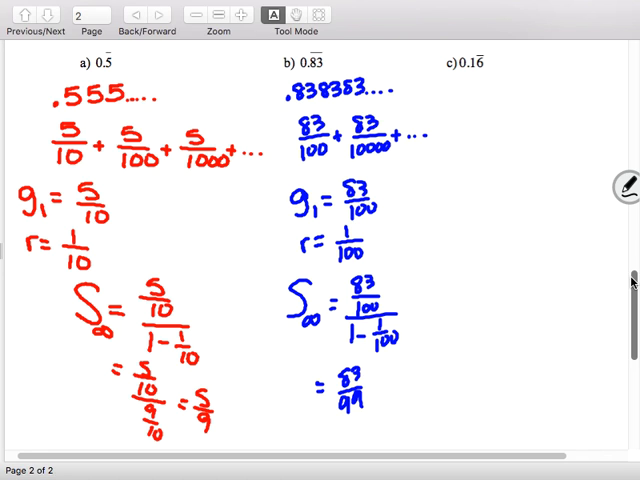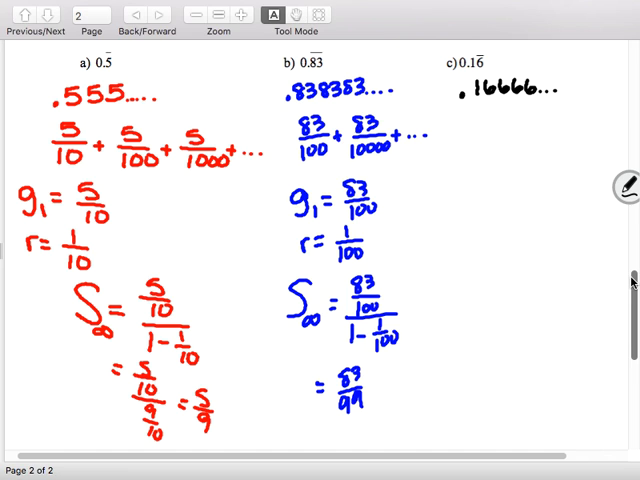And letter C, this is 0.16666 and so on. The correct answer is 1/6. Did anybody get that and would be willing to share how you thought of it? Okay, well then I'll help you.